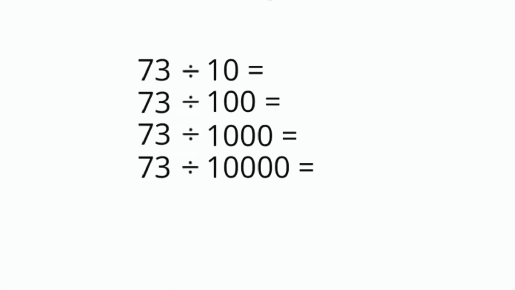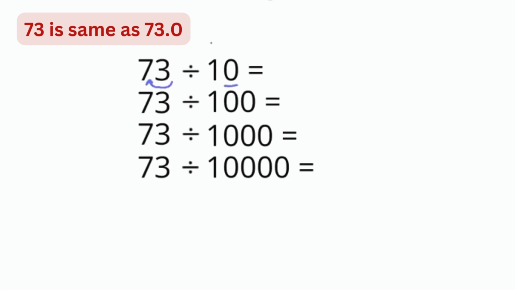Now let's see how to divide 73 by positive powers of 10. When you divide by a positive power of 10, you simply move the decimal point to the left by the number of zeros in that power. Here we have 1 zero, so we move the decimal one place to the left. For 2 zeros, we move the decimal 2 places to the left.